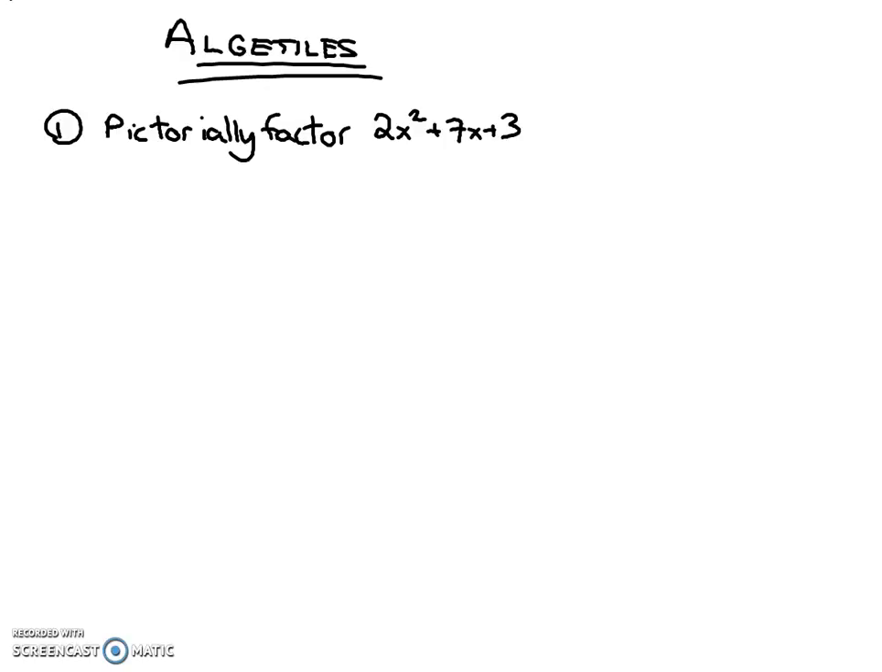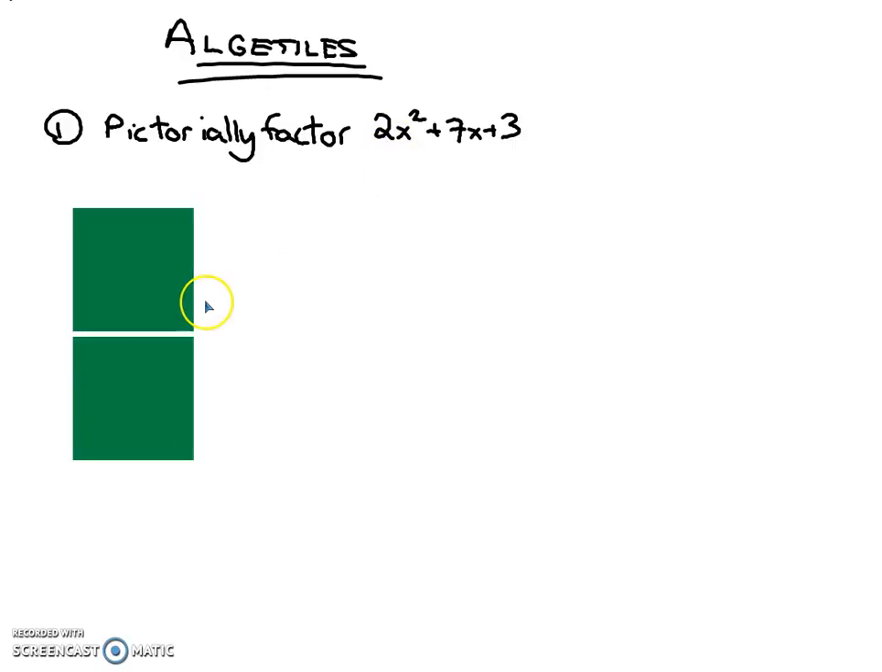So we're going to start right away with a question. Pictorially factor 2x squared plus 7x plus 3. Knowing the way our tiles work, we can just draw this out. The first thing I'm going to do is draw out my 2x squared. There, two big green squares. Next I'm trying to place 7x tiles to accommodate the 3.